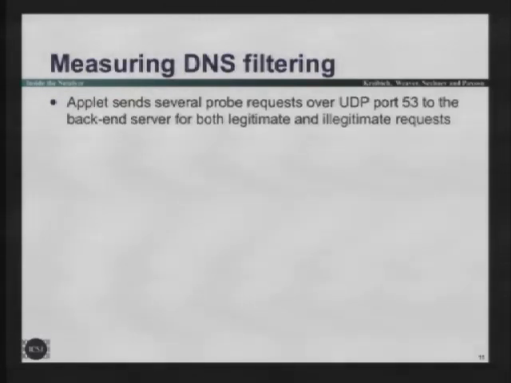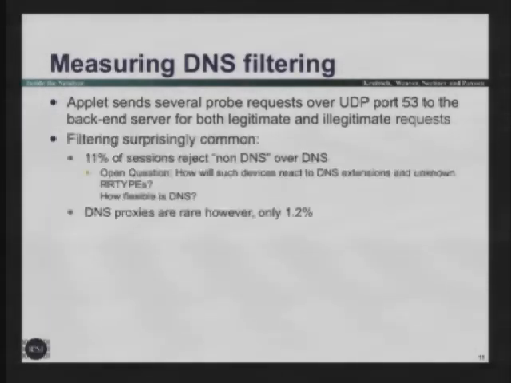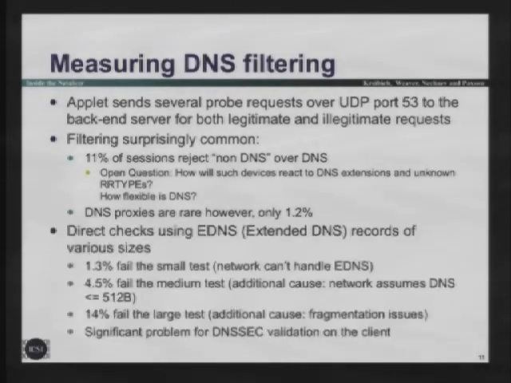For DNS, we actually check for DNS awareness by communicating directly to our server with DNS and non-DNS traffic. About 11% of sessions reject non-DNS over DNS. So if you think you're going to be clever and tunnel your stuff over DNS, make sure it looks like DNS. Proxies, however, are rare. Mostly this is hotel networks where they'll have a captive DNS proxy. We're able to see those.